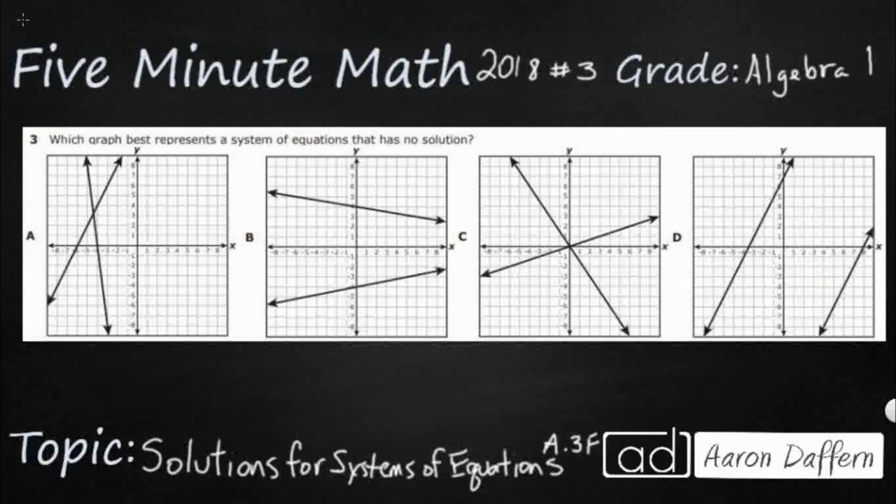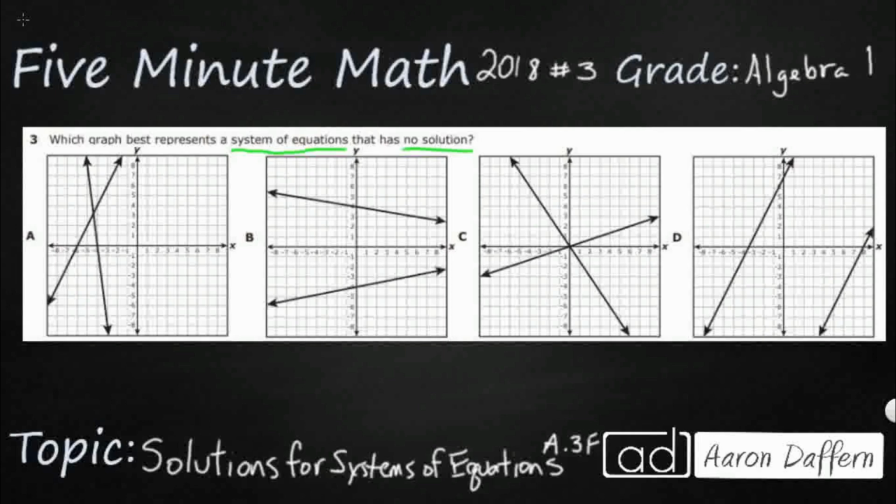So, which graph best represents a system of equations that has no solution? All right, so let's pretend we don't know what that means. What can we tell from our 4 answer choices here? Well, we notice that each of the coordinate grids here has 2 different lines on them. Now, they're doing different things, but we see 2 lines on each of these. So, system of equations. What can we infer from that?